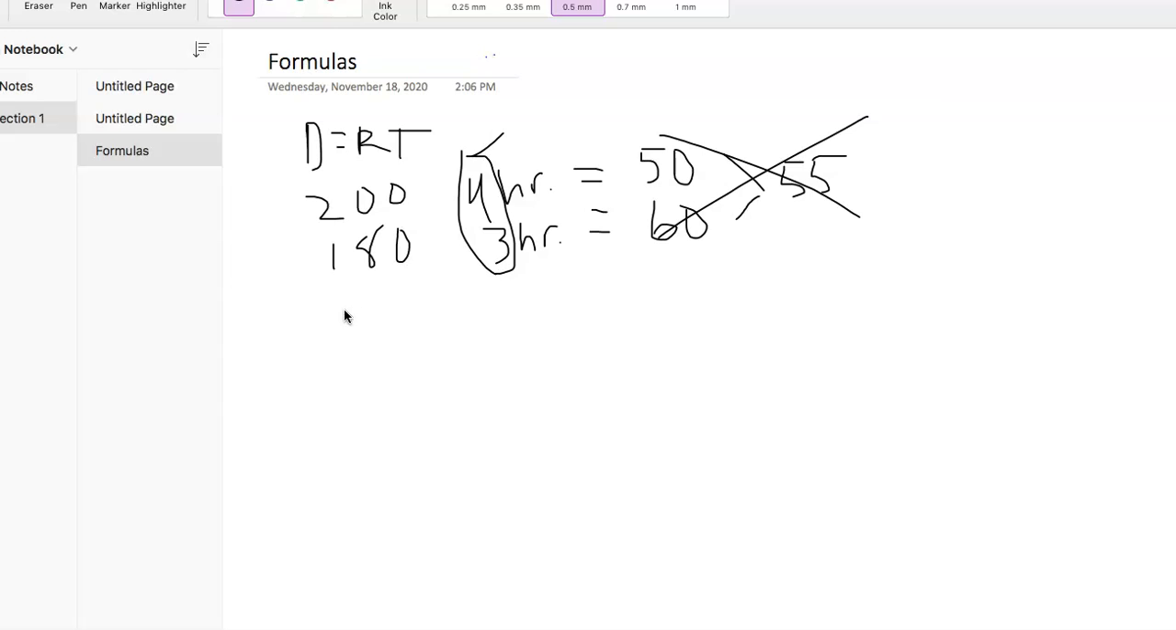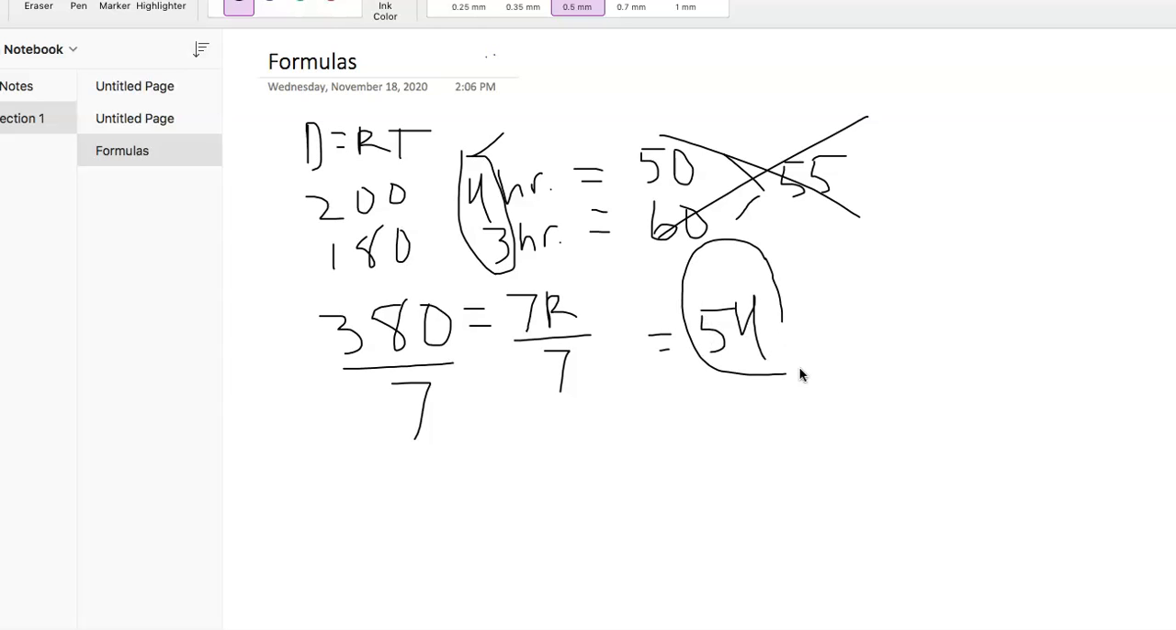Okay, so the total distance is 200 plus 180. Yeah, so that's 380. Time is 4 plus 3. That's 7. And rate we don't know, right? This is a better way to do it. And if you go 380 divided by 7, that ends up at 54 miles an hour. And there's your answer.